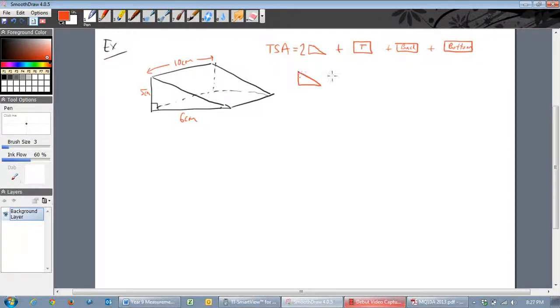Firstly, the area of the triangle is equal to, well, we know the height, we know the base, so the area is going to be half base times height, which is half times the base times the height, which is half times 6. Half times 6 is 3. 3 times 5 is 15. So one of those triangles is 15 centimeters squared.